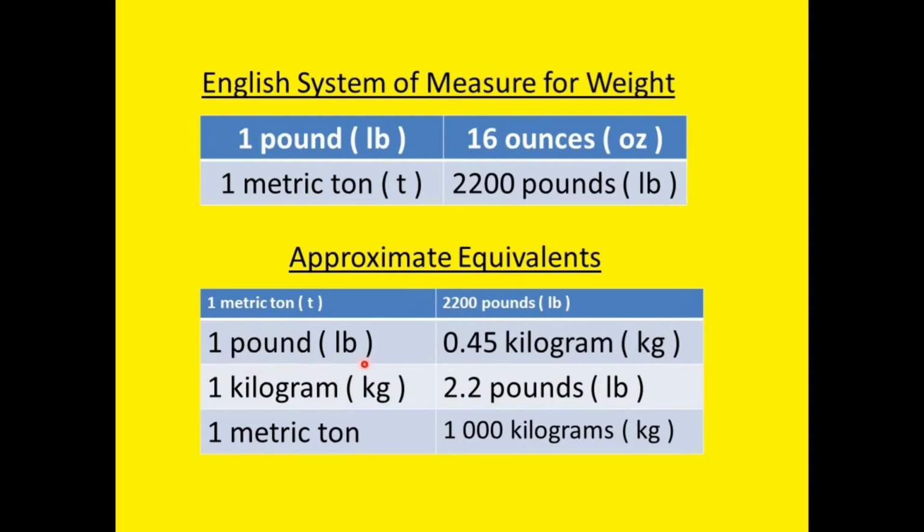In 1 pound, that is 0.45 kilogram. In 1 kilogram, that is 2.2 pounds. In 1 metric ton, that is 1,000 kilograms.